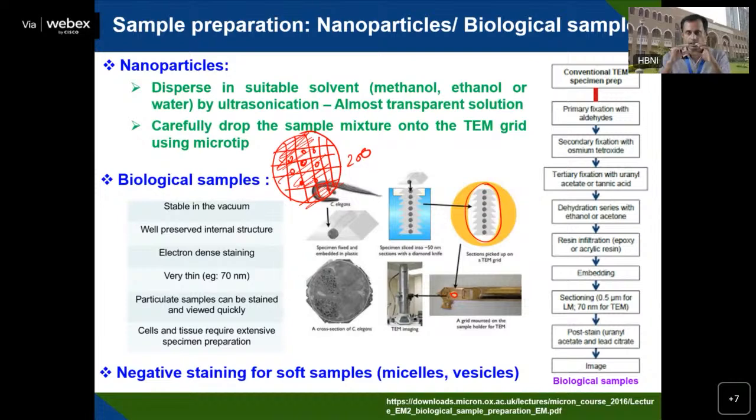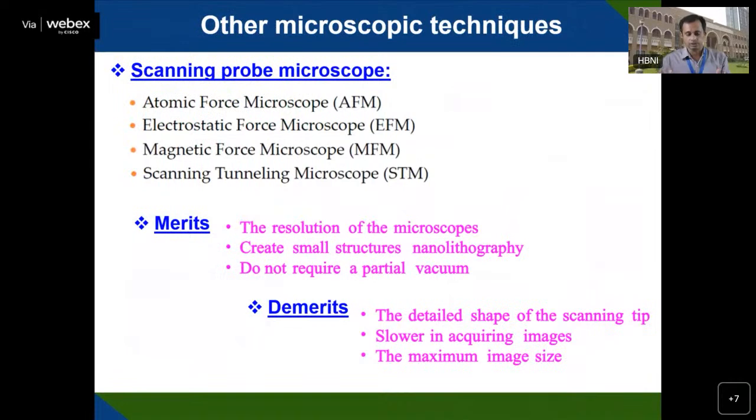Wherever the vesicle or micelle is on the surface, the uranyl acetate will be deposited around it. Then when you view it in the TEM, your biological sample will disintegrate, the vesicle will completely burn out, but the uranyl acetate will still be present. That creates a reflective image, so with negative staining you can get these types of structures of the biological sample.